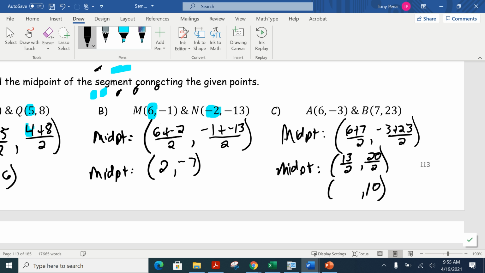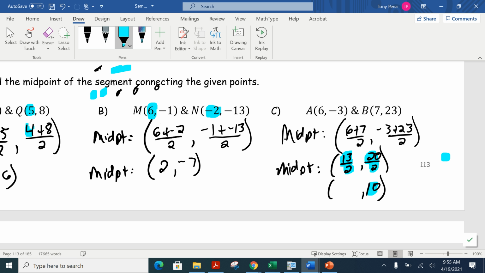All right, so first one, add up your x's. So 6 plus 7 is 13, and then we're going to cut that in half. Your y's would have been a negative 3 and 23. Added together, that's 20. We're going to cut that in half. So this one's pretty obvious. 20 divided by 2 is definitely going to be a 10.